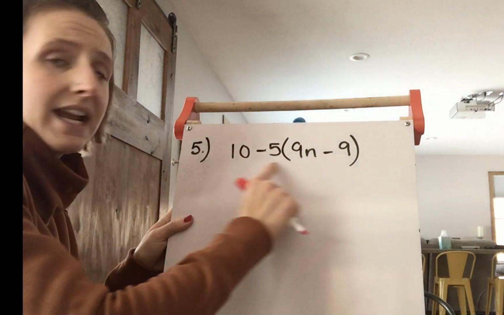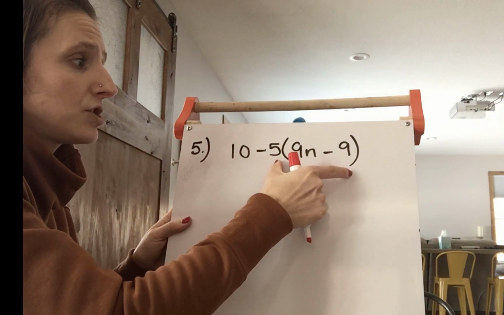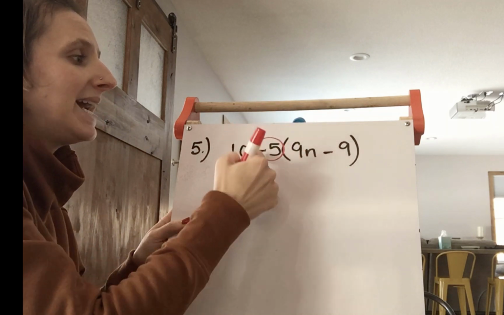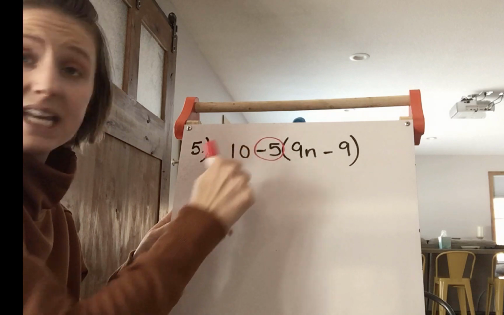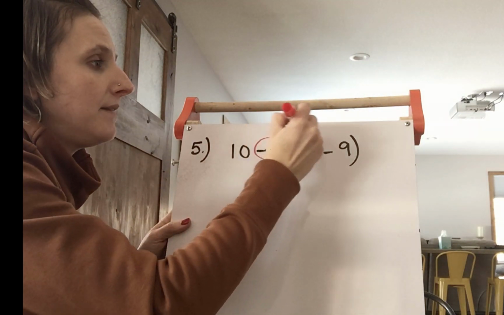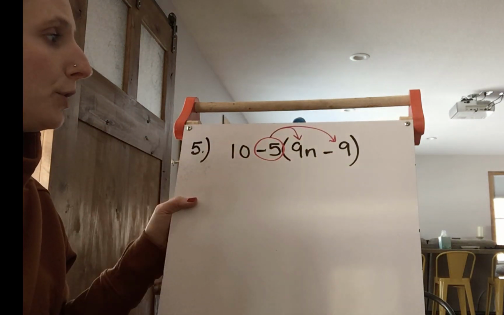Right away, I see that I have the distributive property that I can use to simplify this part of my expression right here. The value outside my mama bird is a -5. I want to make sure I take that minus with. I'm going to pass that -5 with multiplication to every member of the group.